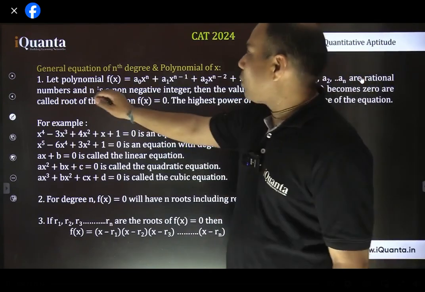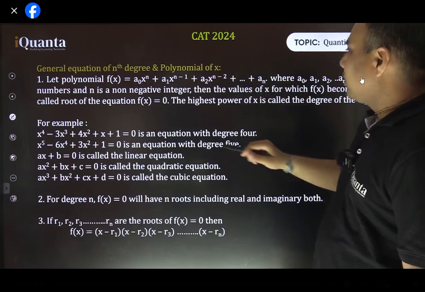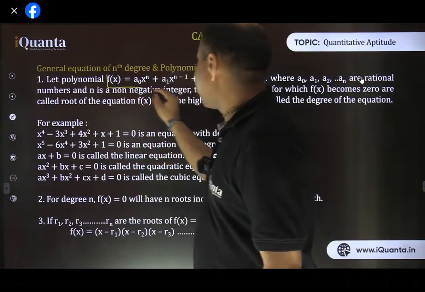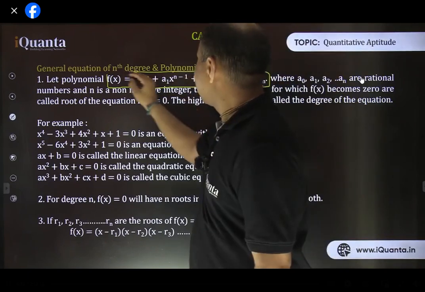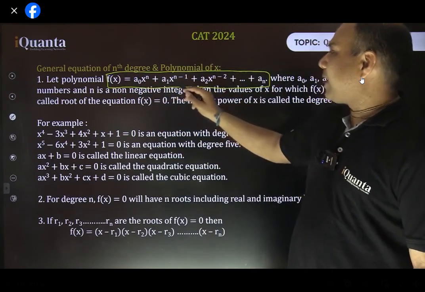So it's written here: let polynomial f(x) be a0 x^n + a1 x^(n-1) + a2 x^(n-2) and so on up to an. So this is a polynomial of degree n. Let me put it in a box. So this is a polynomial of degree n: a0 x^n + a1 x^(n-1) and so on.